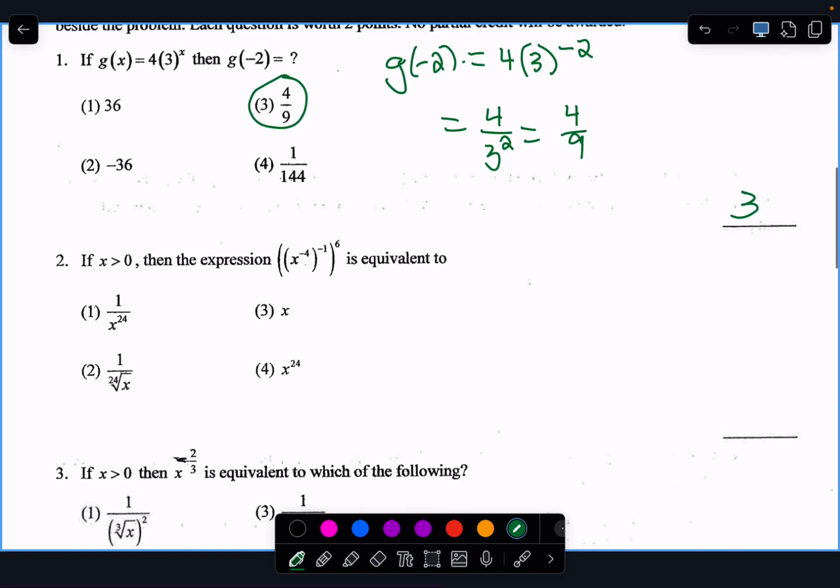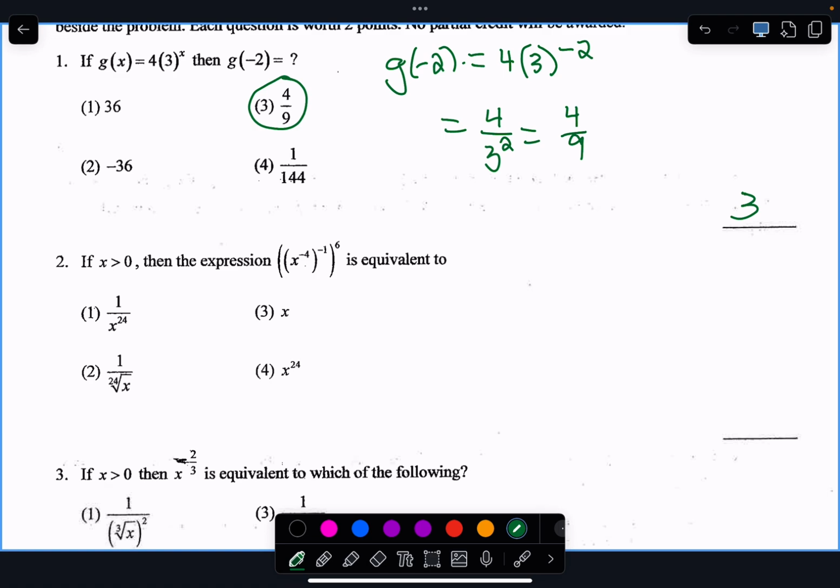Okay? When you raise to a power, you're multiplying. So this is x to the -4 times -1 times 6, right? And if you do all those, this becomes x to the 24th power, which was 4.